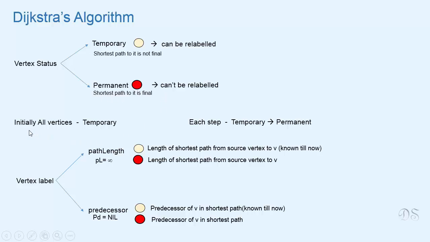We have seen that initially all vertices will be temporary, and in each step of the algorithm we'll make a temporary vertex permanent. To choose the vertex that is to be made permanent, we'll use the greedy approach. In the greedy approach, we generally perform an action that appears best at the moment. So in this algorithm, we'll take the temporary vertex with minimum path length and make it permanent. Now let's see the whole stepwise procedure of the algorithm.